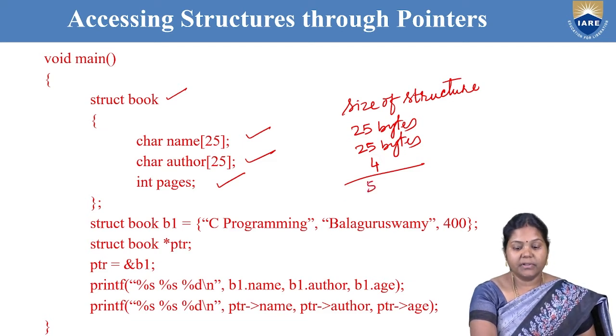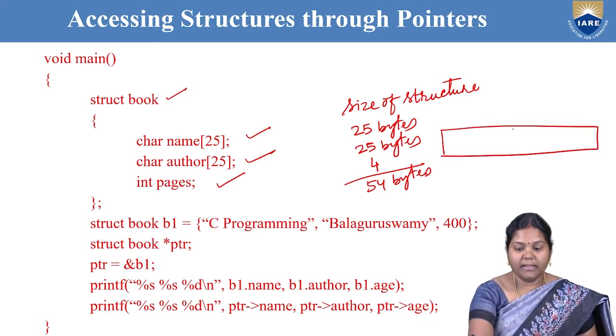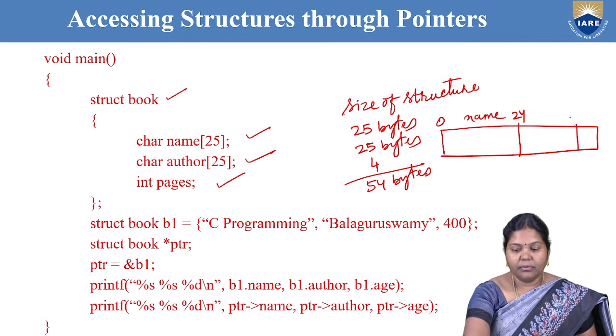So 54 bytes is required for this structure. Now, if you draw it, you have to understand that from 0 to 24 is 24 bytes, where we have to store the name, and then 25 to 49 is where you have to store the author name, and the last 4 bytes you have to store the pages.